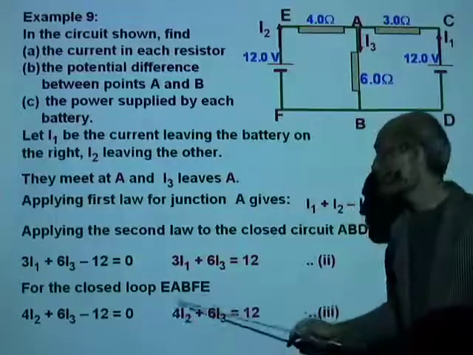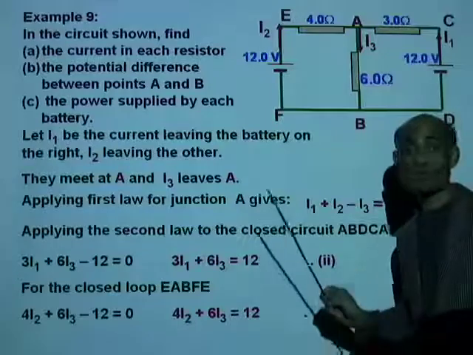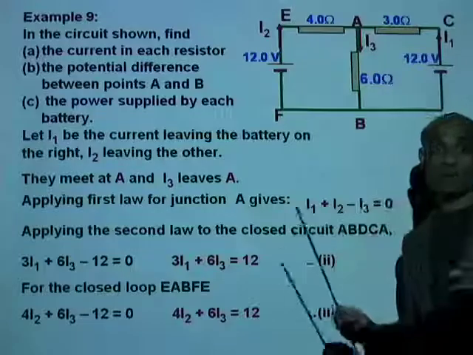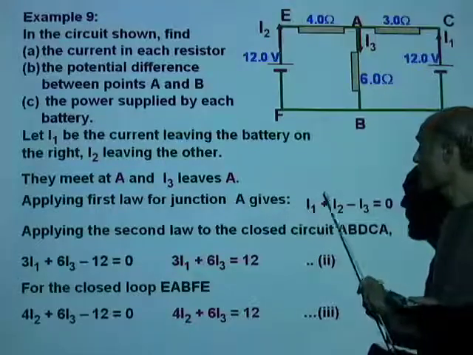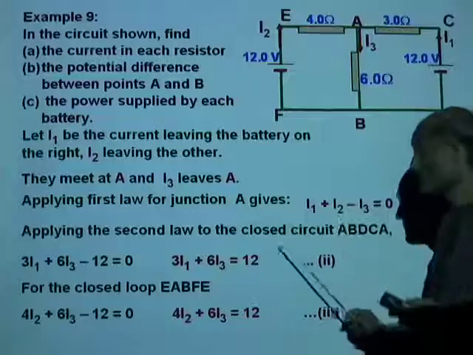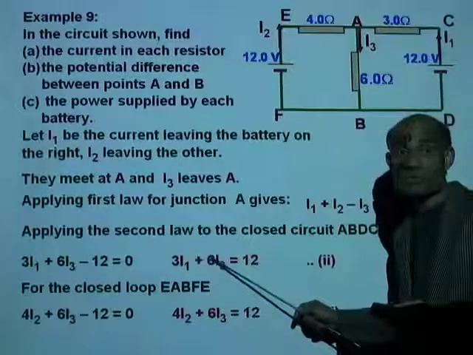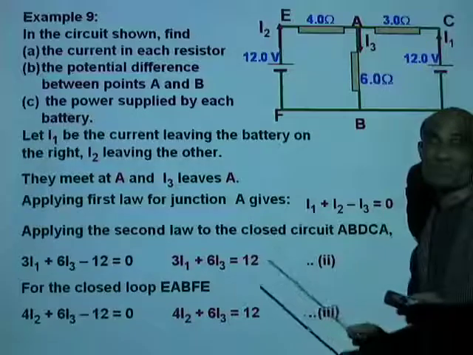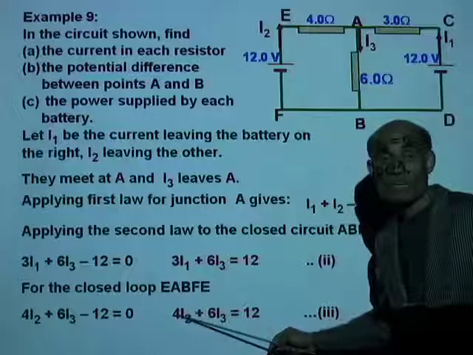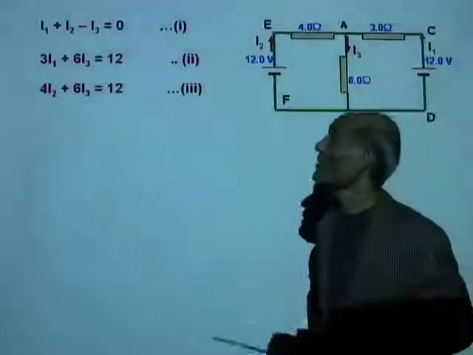Rearranging them gives me 4I2 plus 6I3 equal to 12. What you now need to do is write these three equations in the proper standard form. In other words, it will be 1I1 plus 1I2 minus 1I3 equal to 0. And how will this be written? 3I1 plus 0I2 plus 6I3 equal to 12. And how will this be written? 0I1 plus 4I2 plus 6I3 equal to 12. There you are.